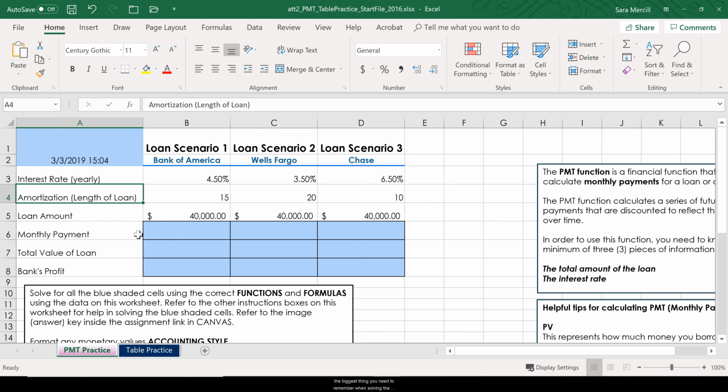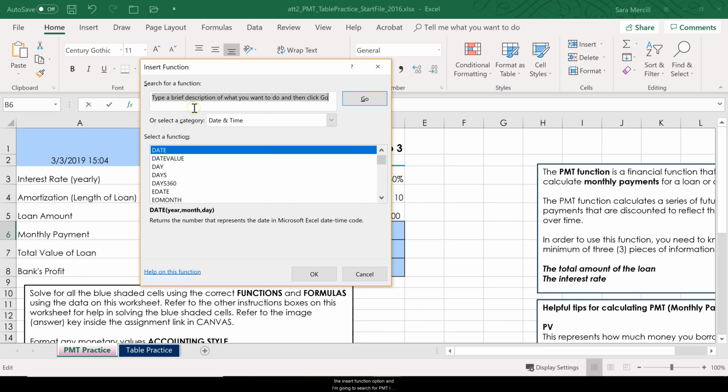The biggest thing you need to remember when solving the PMT function is that everything must be in months. So if I don't give you the data in months, you are going to convert it to months. And we're going to do that here in this worksheet. So with the PMT function, I'm going to click the Insert Function option, and I'm going to search for PMT.